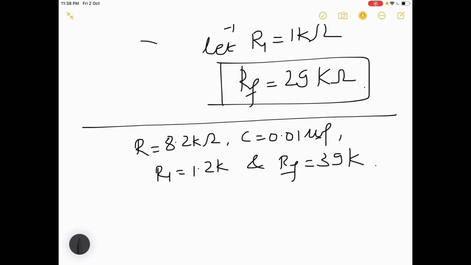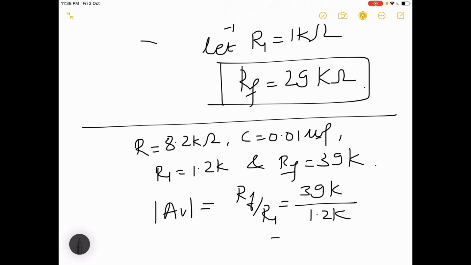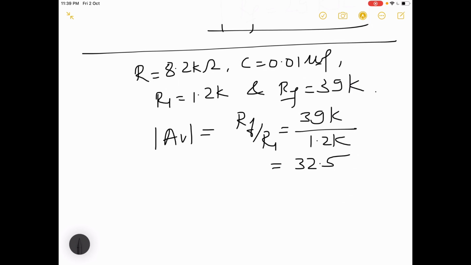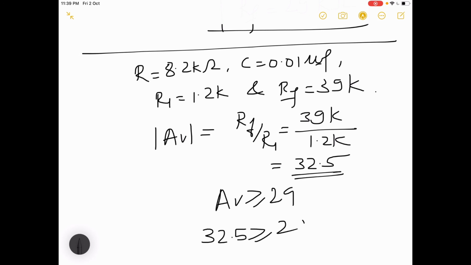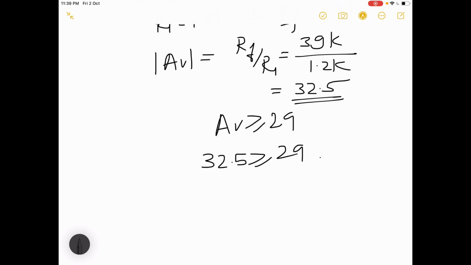Okay, then for that first you have to calculate the gain, the magnitude of gain. So gain is RF by R1. Okay, so what is the gain? 39 kilo ohms divided by 1.2 kilo ohms. So my answer is 32.5. So gain should be greater than or equal to 29, that was our condition. So here gain is 32.5, which is greater than or equal to 29. So I will definitely get sustained oscillations.